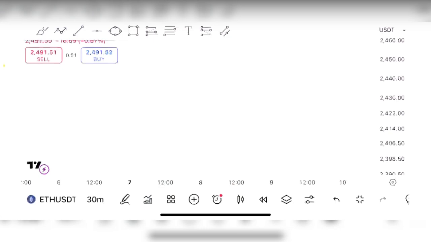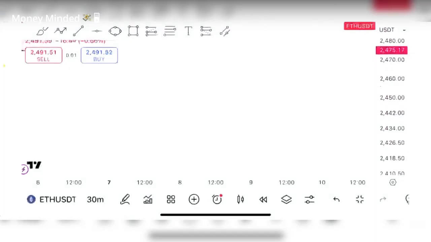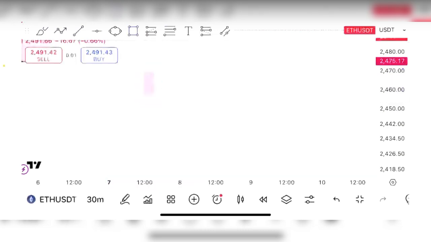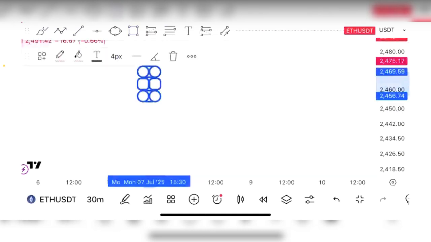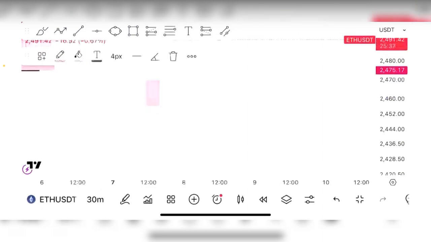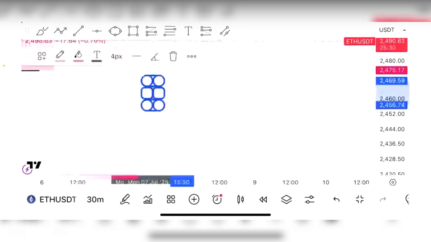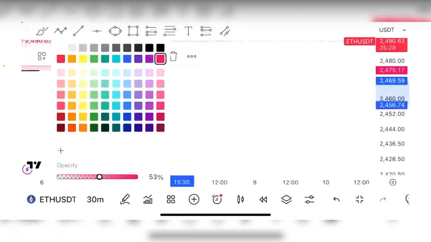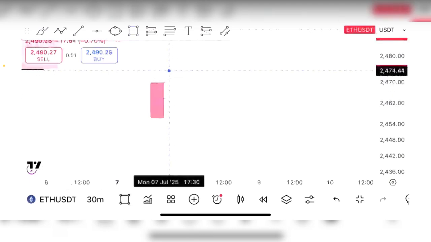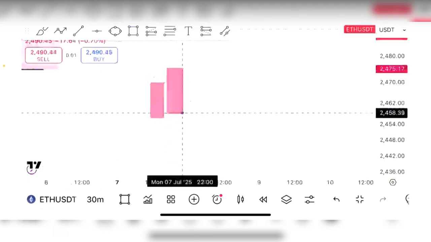There are different types of confirmation patterns I use, but the major candlestick confirmation patterns I use are what is known as the bullish engulfing confirmation. As the name sounds, it is a bullish candlestick engulfing a bearish candle. That is why it is called bullish engulfing. And we have what is known as bearish engulfing.